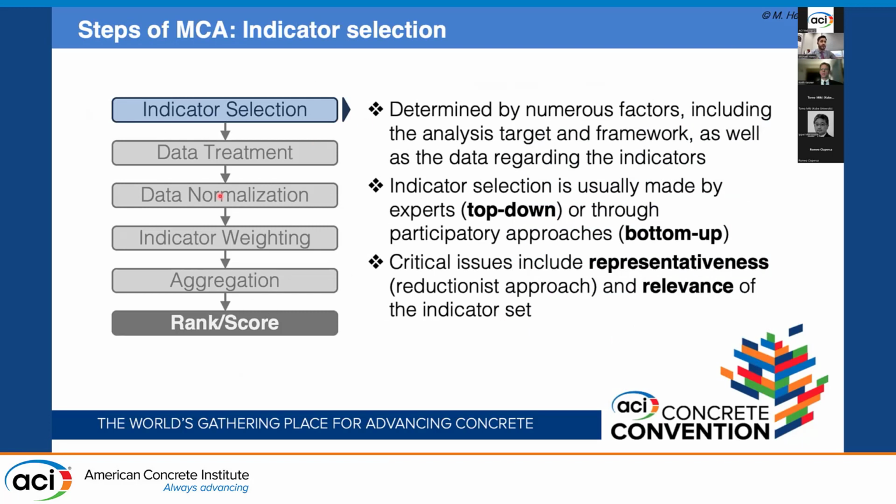The indicator selection step is quite simple. This is the first step where we choose which indicators, what criteria, we're going to use to evaluate our decision alternatives. This may be affected by a variety of factors, including what the target of the analysis is, the conceptual framework upon which we are basing our decisions, and so forth. There are different ways that we can go about carrying out this indicator selection, such as top-down or bottom-up. One of the most important aspects of indicator selection, though, is representativeness. How can we choose a holistic enough, a comprehensive enough set of indicators while still keeping the analysis manageable? This is one of the issues that we have to consider.